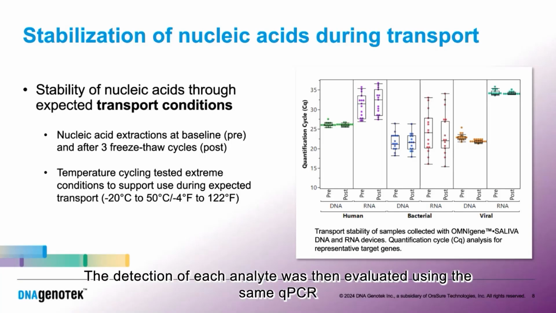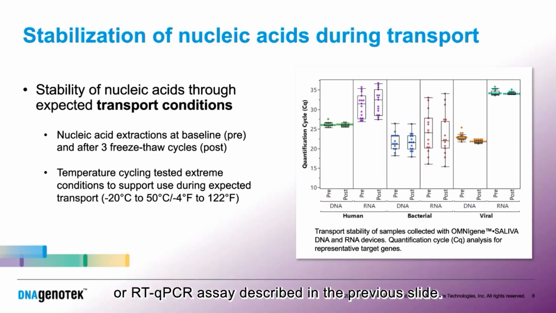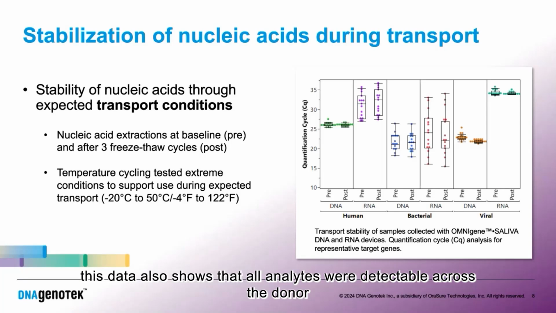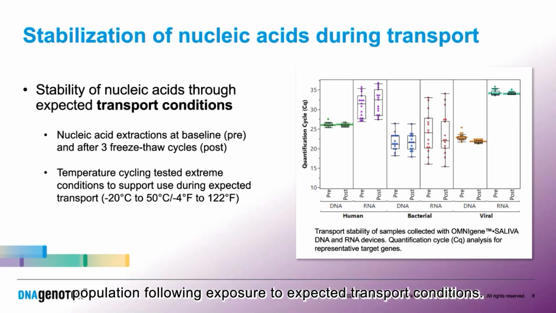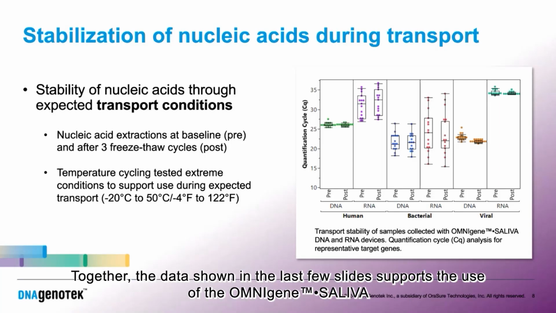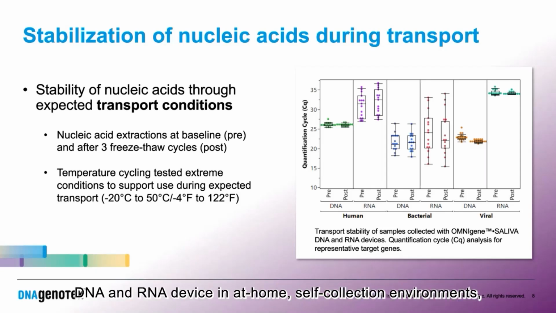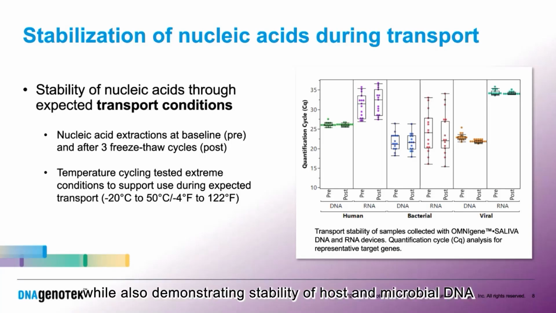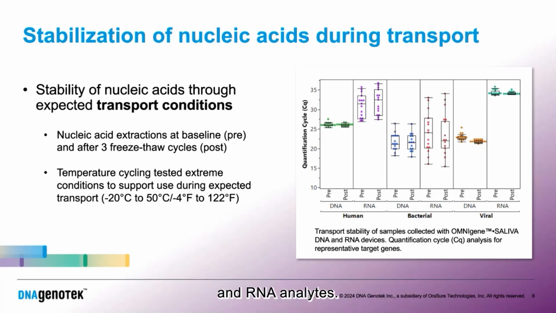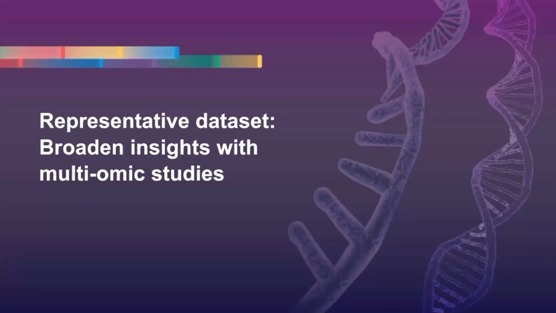The detection of each analyte was then evaluated using the same qPCR or RT-qPCR assays described in the previous slide. Similar to the room temperature stability data, this data also shows that all analytes were detectable across the donor population following exposure to expected transport conditions. Together, the data shown in the last few slides supports the use of the OMNIgene Saliva DNA and RNA device in at-home self-collection environments, while also demonstrating stability of host and microbial DNA and RNA analytes.